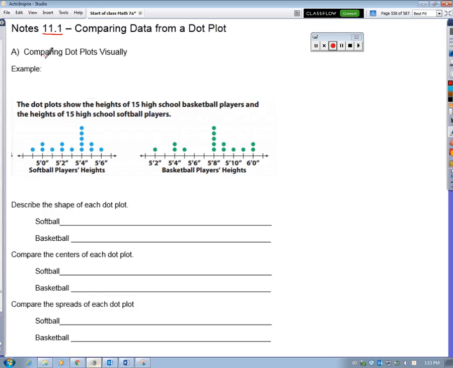Okay, so the first type of comparison we're going to do is comparing dot plots visually, just taking a look at what they look like, just trying to spot some differences. Just to let you know, when we're doing comparison like this, it's a little bit less math and it's going to be kind of wordy. So if you like writing, this is great. If you do not, then this lesson might not be as enjoyable for you. Okay, so let's take a look at what's going on.